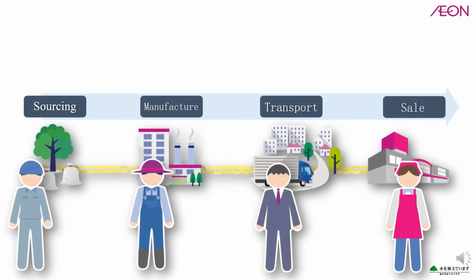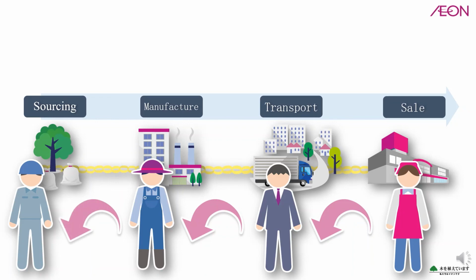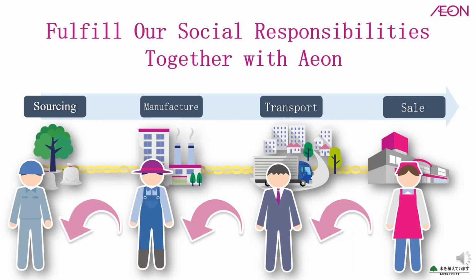So far, you have learned about corporate social responsibility mainly related to human rights issues. To solve these issues, it is necessary for each organization to fulfill its own responsibilities and to request the cooperation of related organizations. This is exactly how a chain of social responsibility can be constructed. Aeon commits to fulfill its social responsibilities together with our business partners in our supply chain. Thank you for your understanding and cooperation.